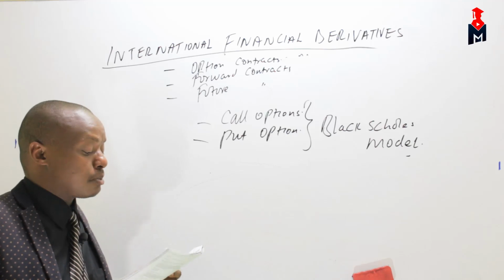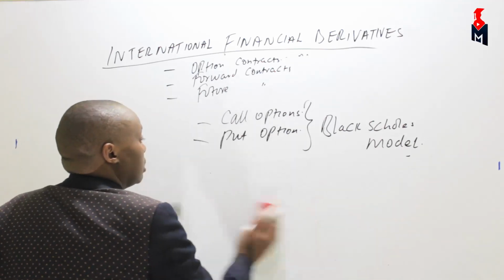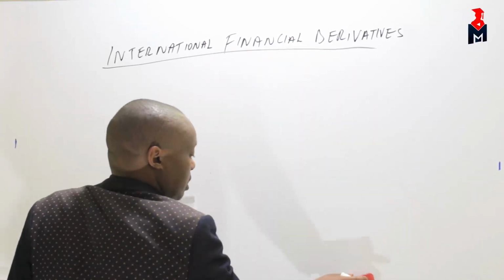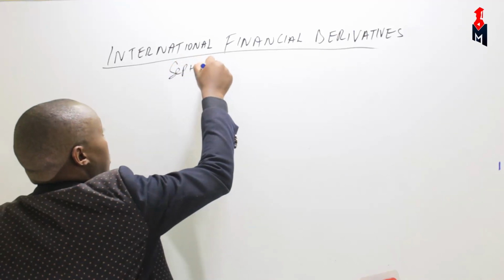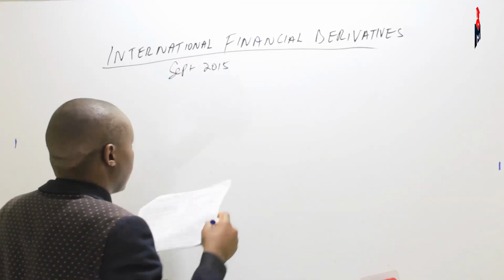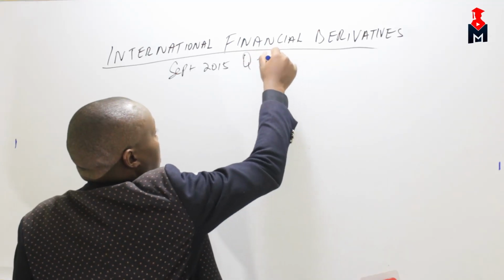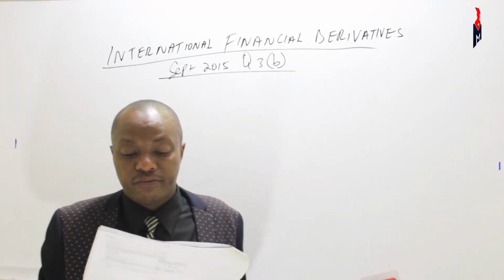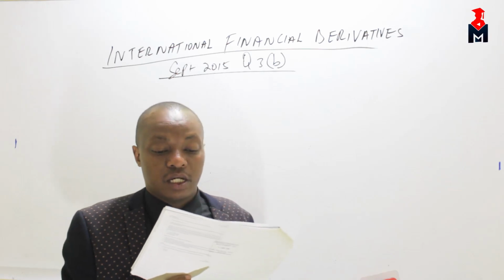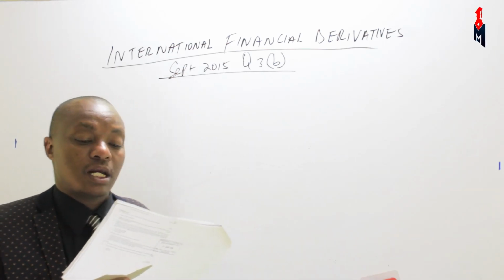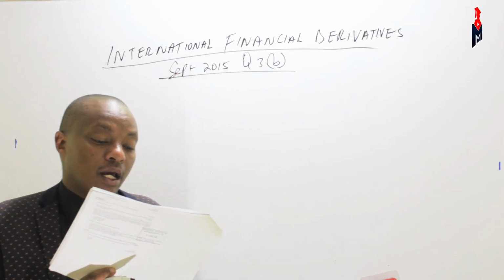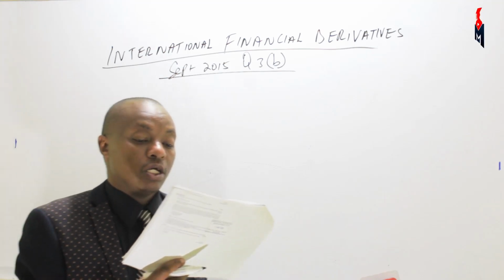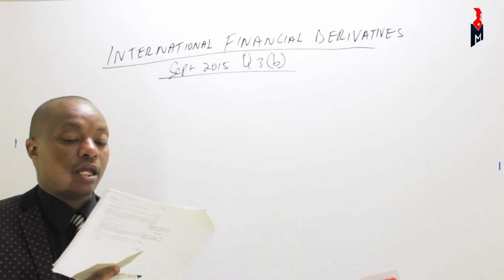We are going to consider a past paper question of September 2015. Question number 3B. The question reads, assume that your company has invested in 100,000 shares of Usaidizi Limited, a manufacturer of light bulbs. You are concerned about the recent volatility in Usaidizi Limited share price due to unpredictable weather in Uganda.